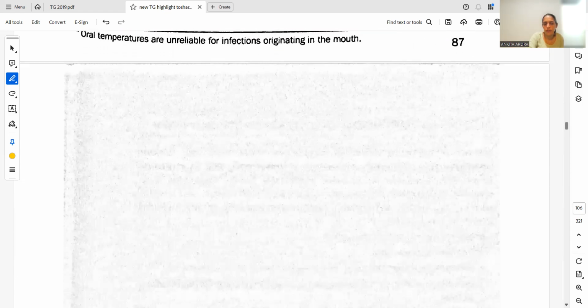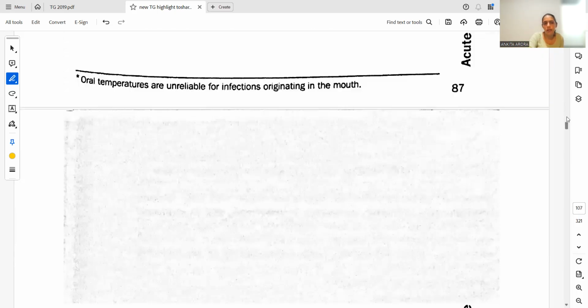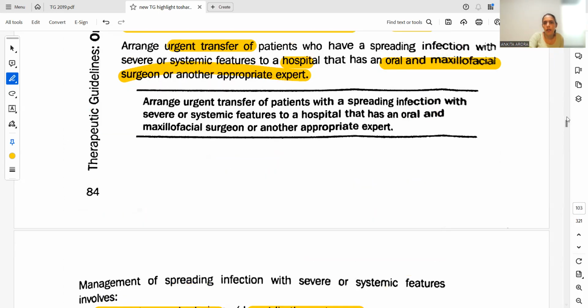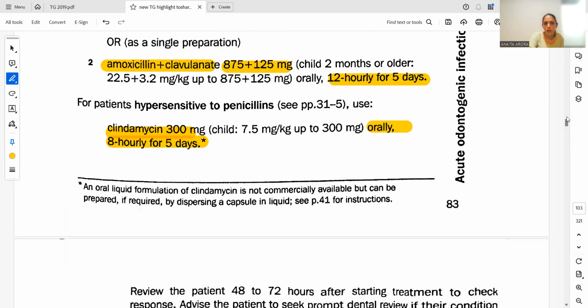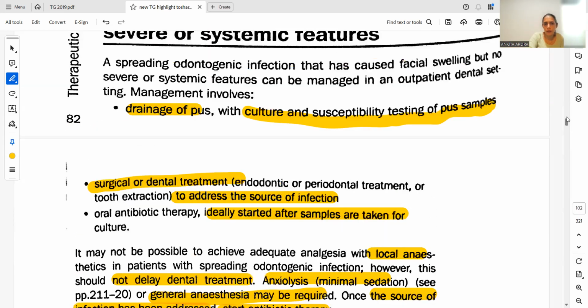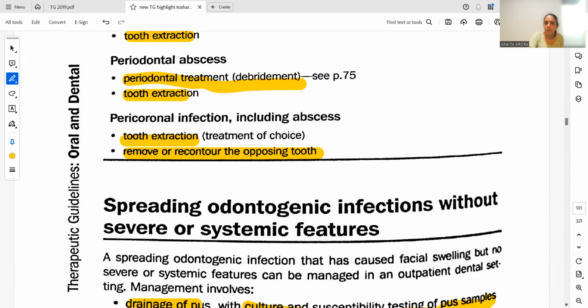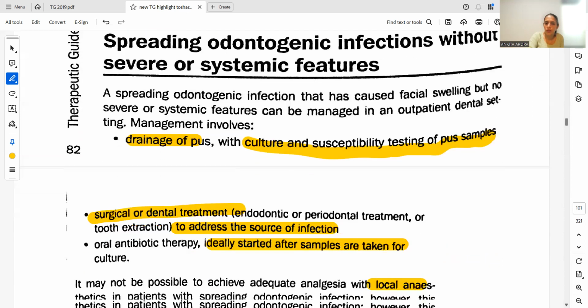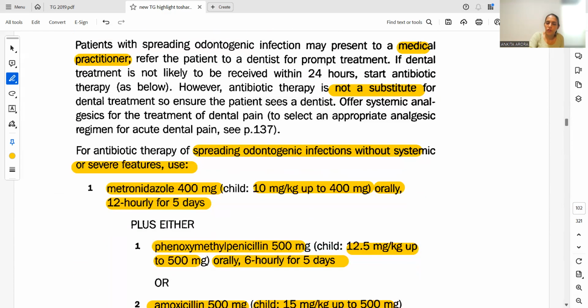This completes the types of odontogenic infections that can happen in the oral cavity. And in all these cases, we have to make tables and try to memorize what is to be done and not to be done. Suppose it's a spreading odontogenic infection without severe systemic features. So here oral drugs are sufficient. The source of infection must be removed, plus oral drugs are given.